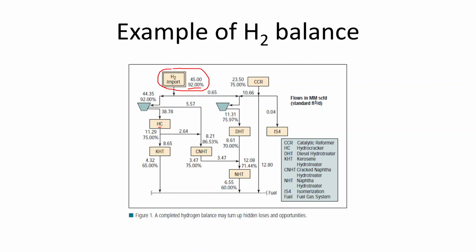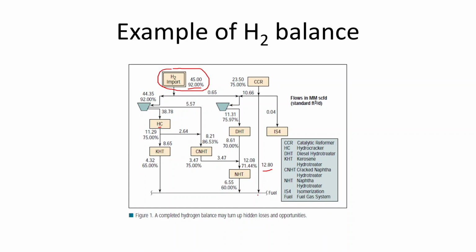This hydrogen is coming from the hydrocracker unit, so it goes straight. The same goes with CN. I don't know what this CN means. Oh, see, cracked naphtha. So the cracked naphtha hydrotreater, the distillate hydrotreater, then the naphtha hydrotreater, and then the isomerization unit. That's how you read the numbers here. The rest of this hydrogen, the outlet of the kerosene, the naphtha, and a lot more from the CCR unit, goes to the fuel system to be burned.